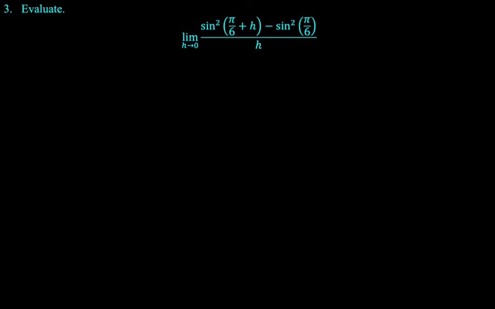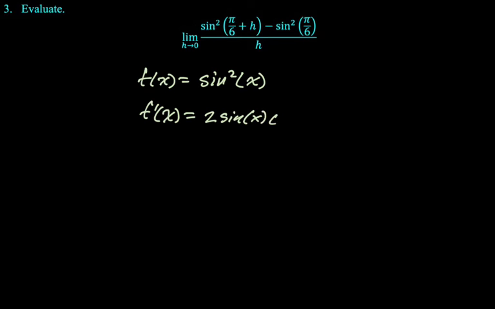Evaluate the limit as h approaches 0. This almost definitely has to be the definition of the derivative, right? We have f of a plus h minus f of a over h, limit as h approaches 0. That's definitely f prime of a. So we're looking for f prime of pi over 6, where the function is sine squared. And the derivative of sine squared is 2 sine times cosine, which is also sine of 2x, but you don't really need that in this case.